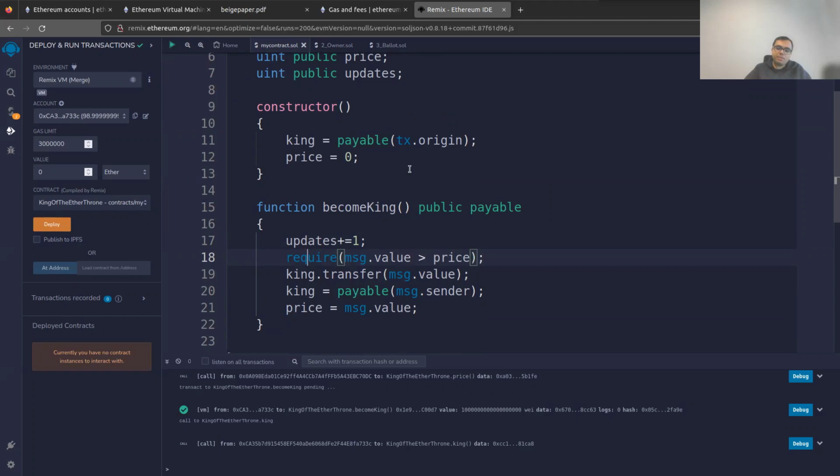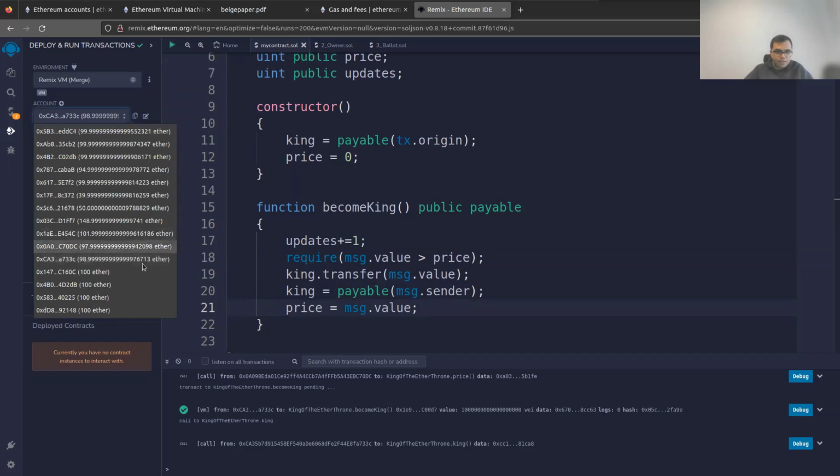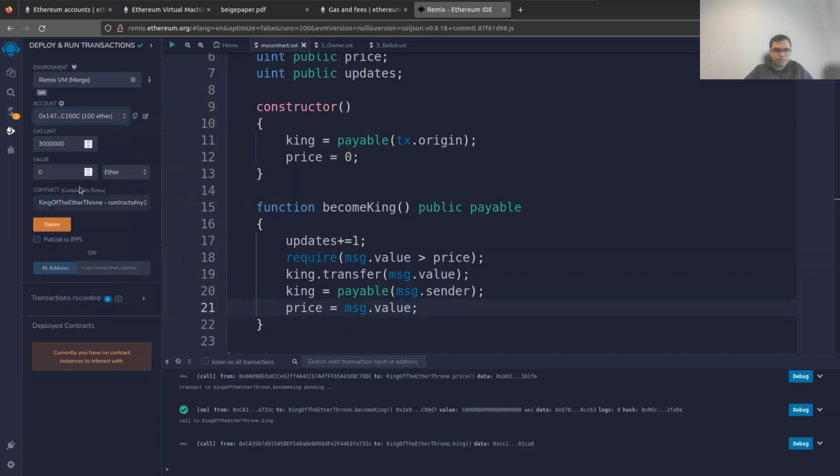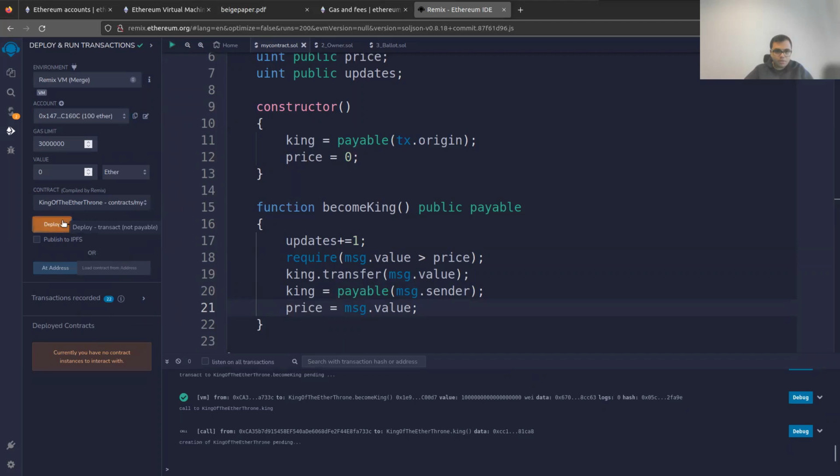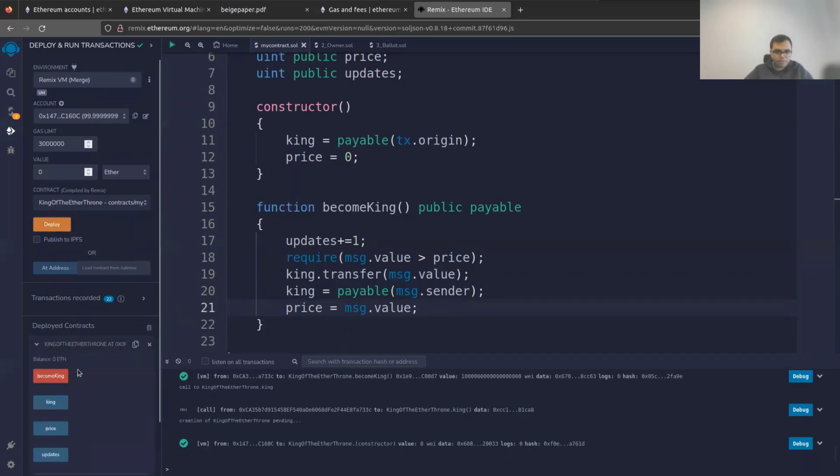If this requirement passes, then I'm going to transfer this money to the previous king, and I'm going to make you the new king, and I'm going to, of course, update the price. Okay, so let's say now this account is going to deploy the contract. So the contract is now deployed.